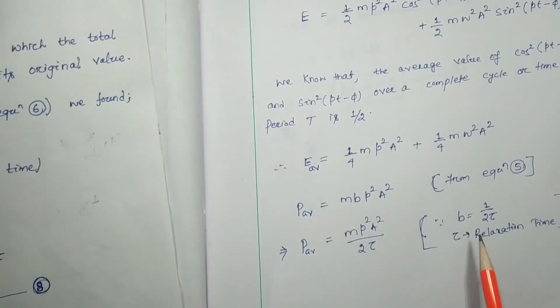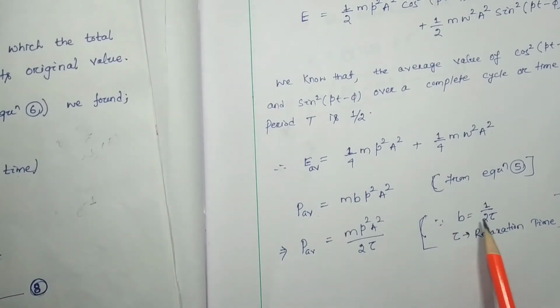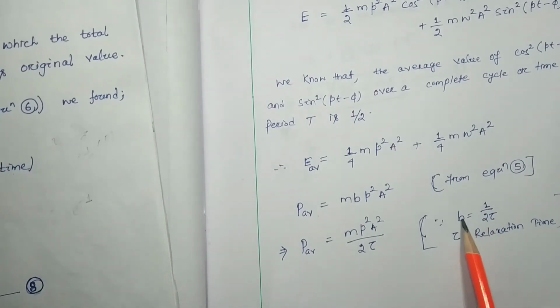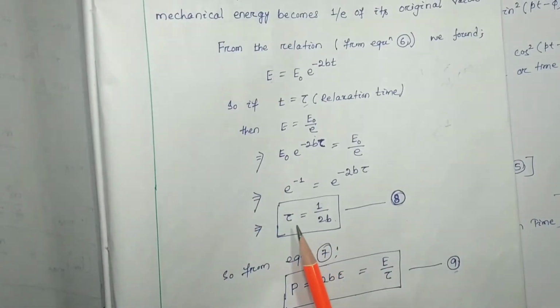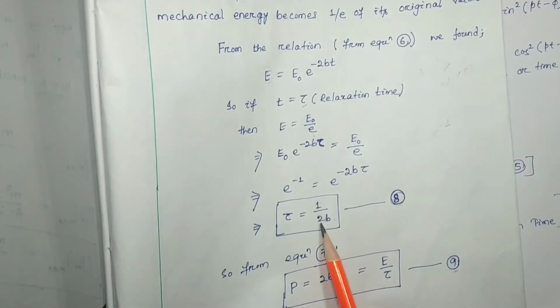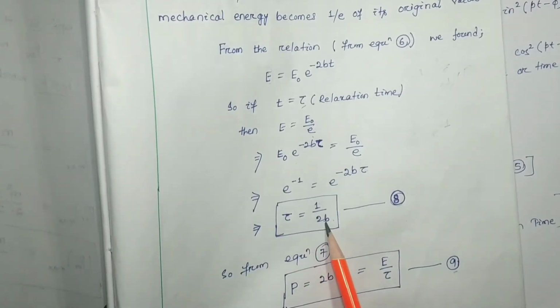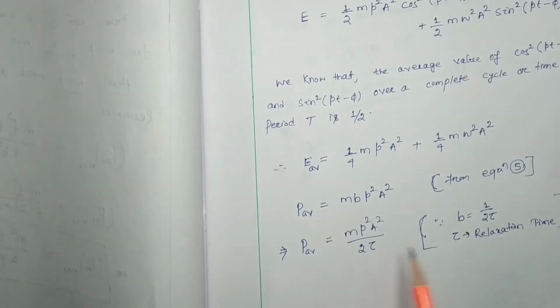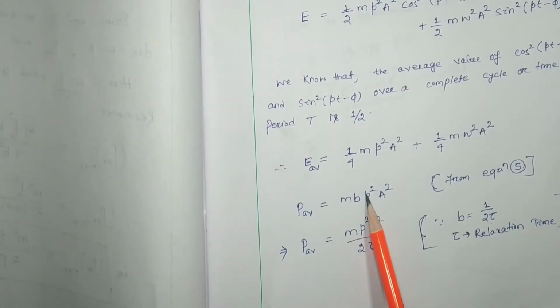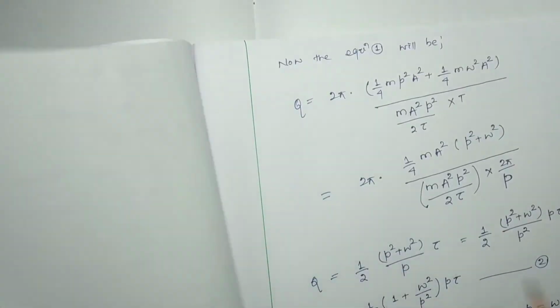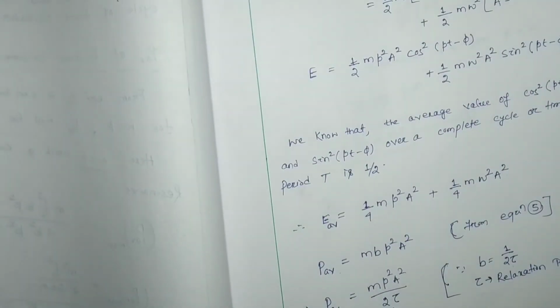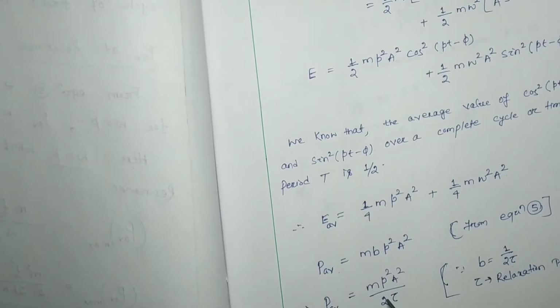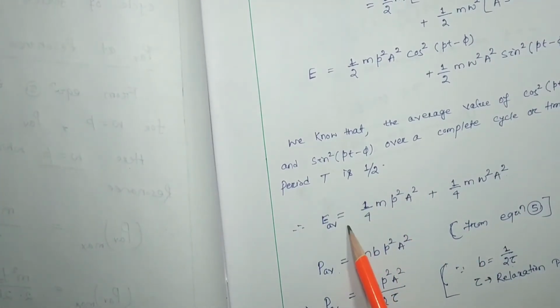Then at the time of damped harmonic oscillation, relaxation time tau and b are related by tau equal to 2 by b, or b equal to 1 by 2 tau. So m p square a square b can be written with b as 1 by 2 tau. So we have to put these two values, this P average and E average, in equation number 1.